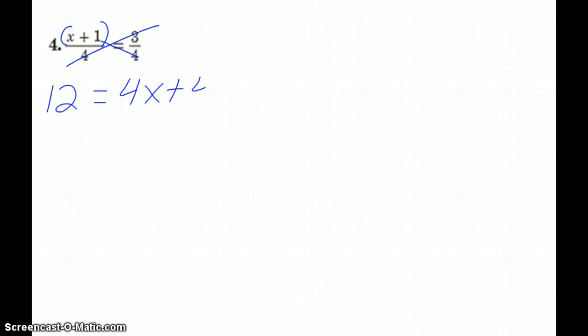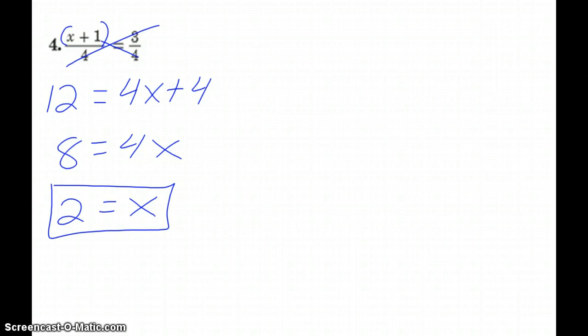Now on this problem, we're going to do cross product still, but we're also going to have to do the distributive property. 4 times 3, that's easy. That's 12, and that is equal to, when I multiply 4 times x plus 1, I have to use the distributive property, so that's going to be 4x plus 4. Subtract 4 from both sides, I get 8 equals 4x. Divide both sides by 4, and I get 2 is equal to x. So x equals 2.